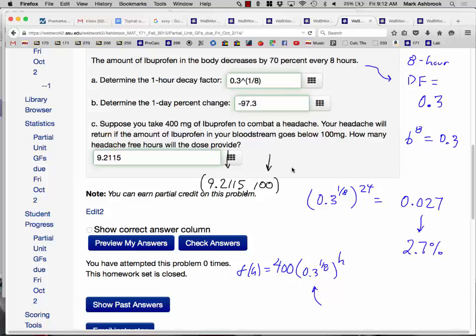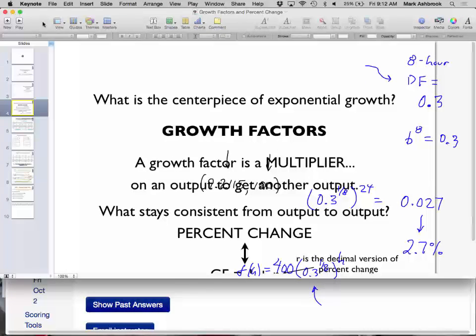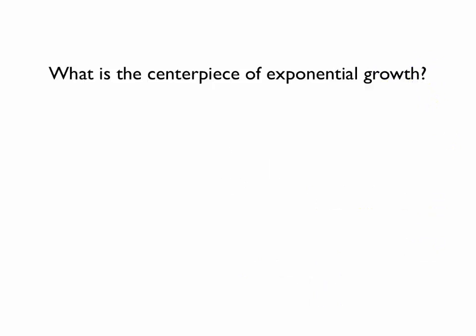So we're going to talk a lot about percent change today. But let's just review here. Okay, we should all know this by now. So what is the centerpiece of exponential growth? What's this key element that kind of defines the whole thing for us? Okay, good. The growth factor, right? Growth or decay factor. Okay?